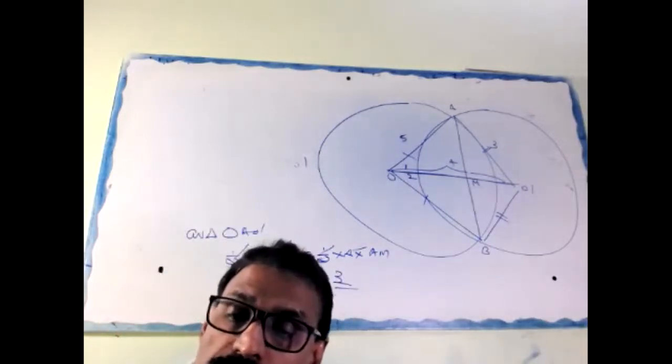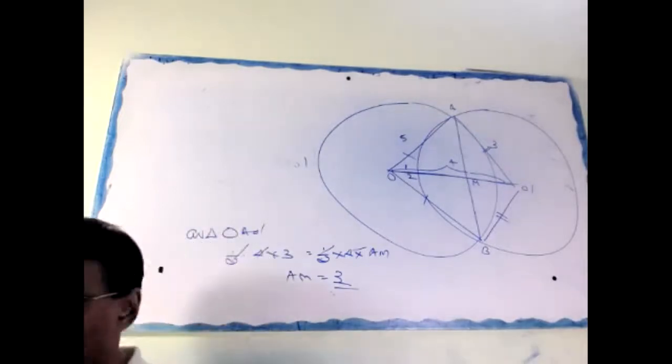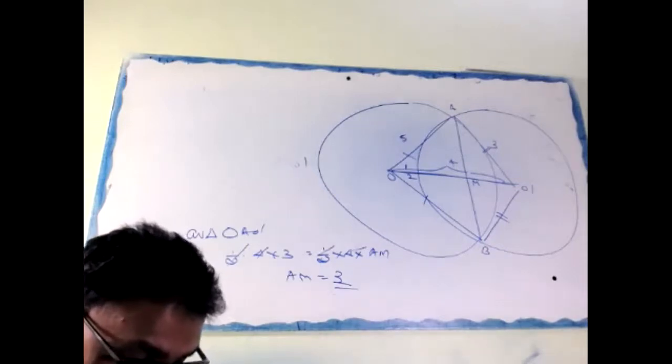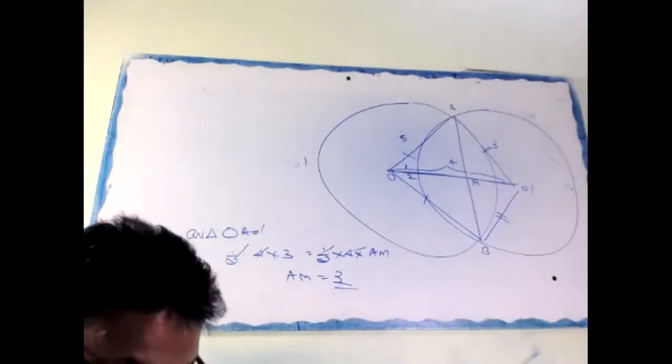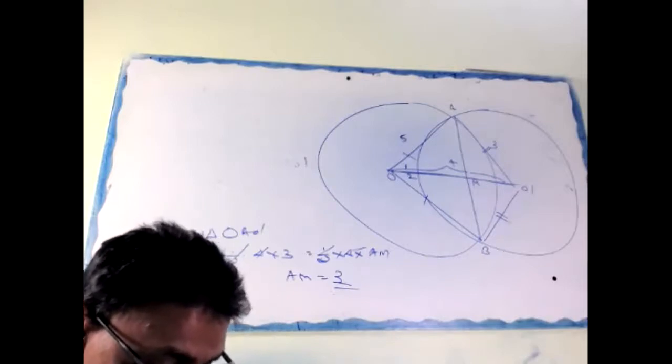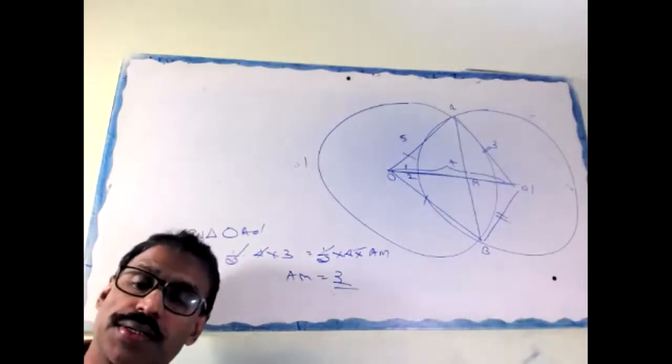Okay, I will explain this question. Look here for now. The question, hello, listen here: if two intersecting chords of a circle make equal angle with the diameter passing through the point of intersection, prove that the chords are equal.